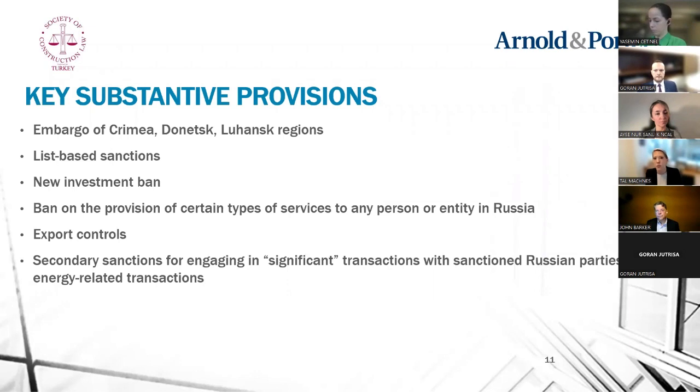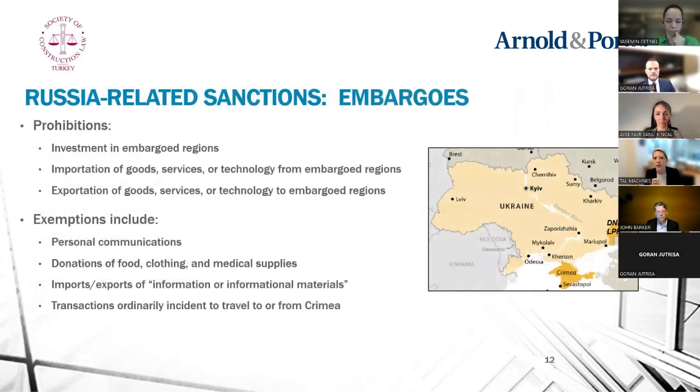There are list-based sanctions, which we'll cover. There is a ban on new investment in Russia, a ban on certain specific types of services to any person or entity in Russia. There are the export controls that I talked about that prohibit any US goods, technology, or software going into Russia or even within Russia. And then, as I mentioned earlier in the last segment, there are also secondary sanctions that might be imposed on anyone that engages in quote unquote significant transactions with Russian parties that are already sanctioned, or also in the context of certain energy related transactions. So if we go to the next slide, we'll start to talk about these areas in a little bit more detail.